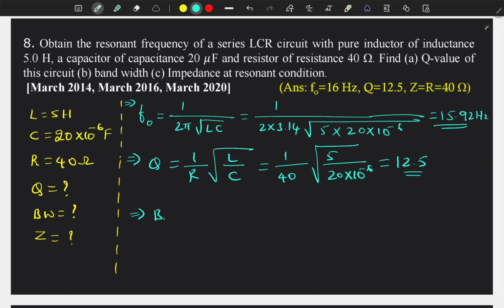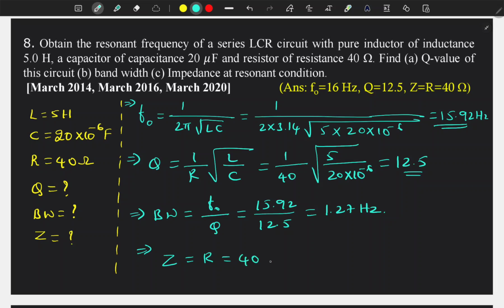Next we need to find out bandwidth. Bandwidth is given by resonant frequency divided by quality factor. That is, resonant frequency is 15.92. Quality factor is 12.5. That is 1.27 hertz. And the last one is impedance at resonance condition is R. Therefore, R value is 40 ohms. So this is the answer.